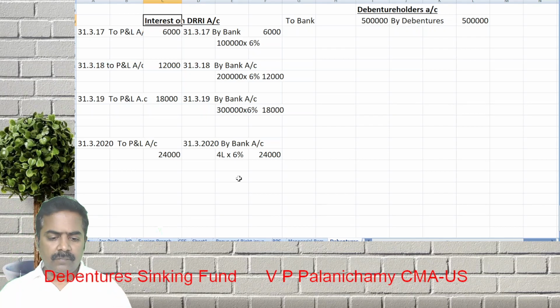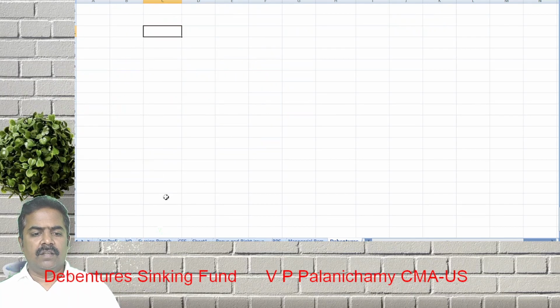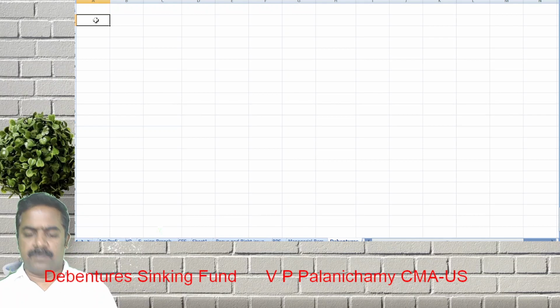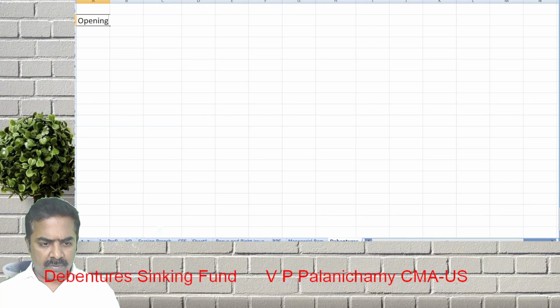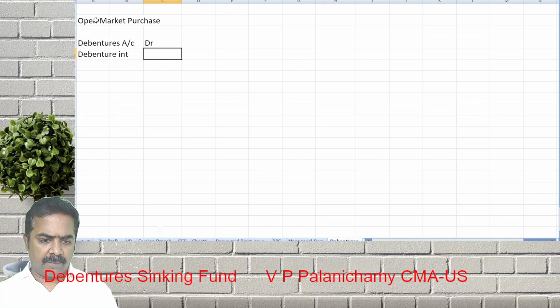Shall we start? This is the sinking fund method of redemption. Start. Okay, we had seen two types of redemption. One is buying in the open market. Buying in the open market, what do we do? Open market purchase. First learn it. Debentures account debit, debenture interest account debit, to bank. Profit on cancellation will be transferred to which reserve? Capital reserve. We can do it like that.